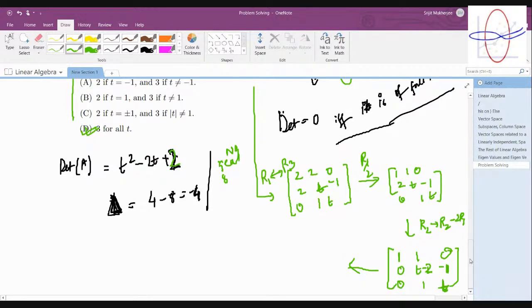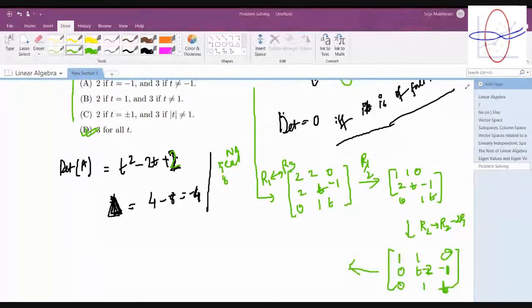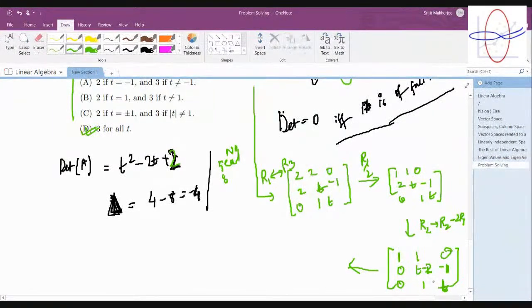Do you know why this row reduced form works to understand the rank? Someone is saying R2 minus something. Okay, so you can do that, I guess. What do you think? If we compare the last two rows, then from one we get t equal to 1 and from the other t equal to minus 1.